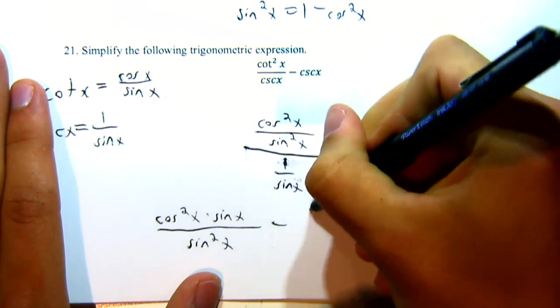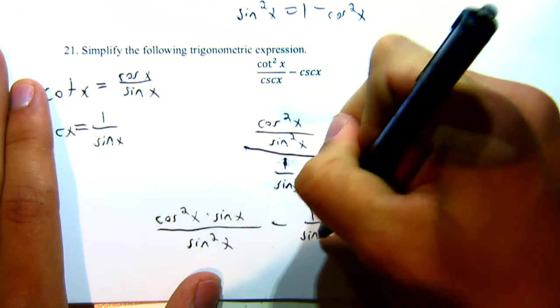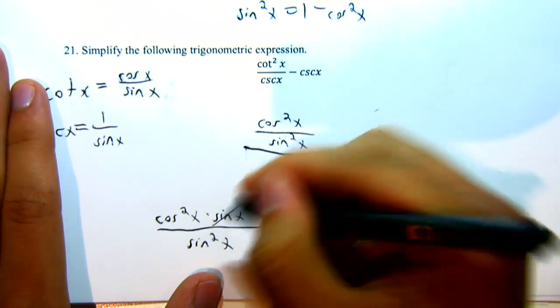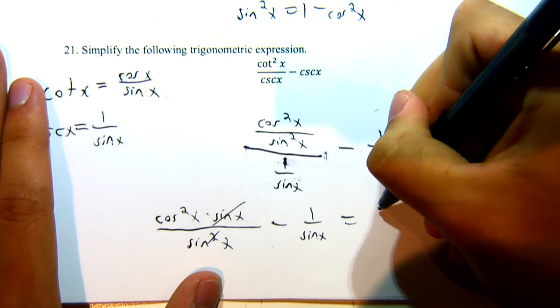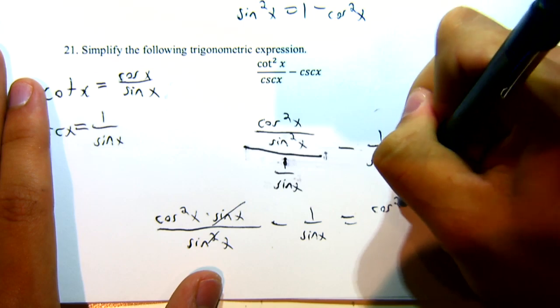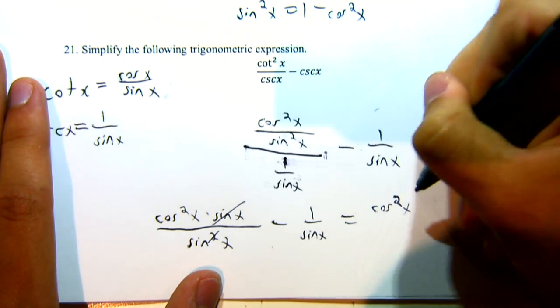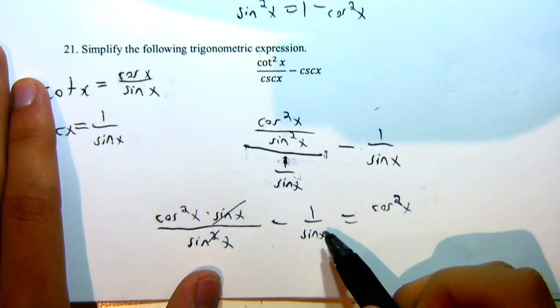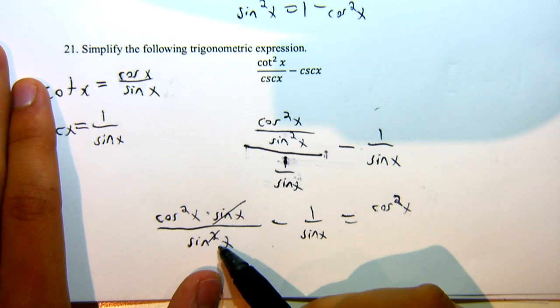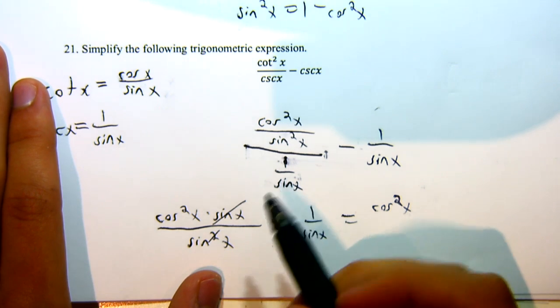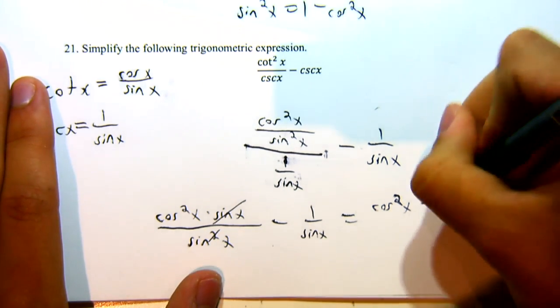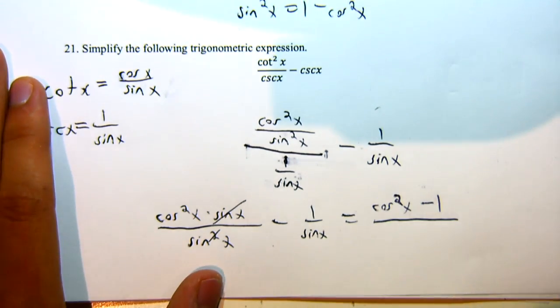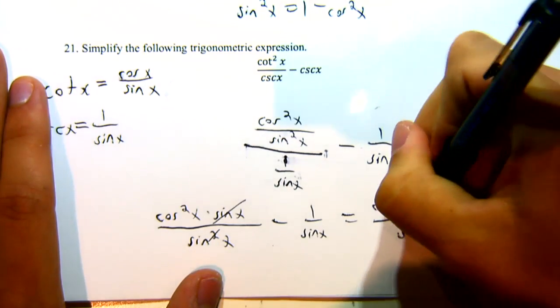So we get the following. You know that this sine would cancel, and we're left with cosine squared x. And these will have the same denominator, right? Since we cancel one of the sines down here, they both have a common denominator of sine of x. So it's just cosine squared x minus 1 over sine of x.